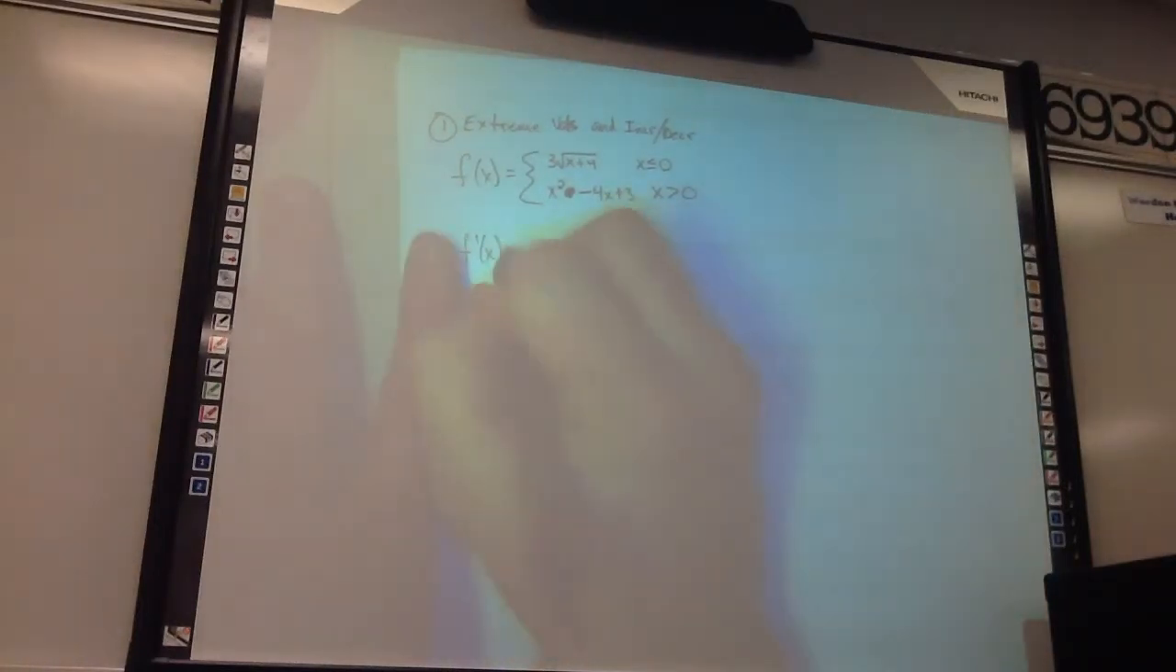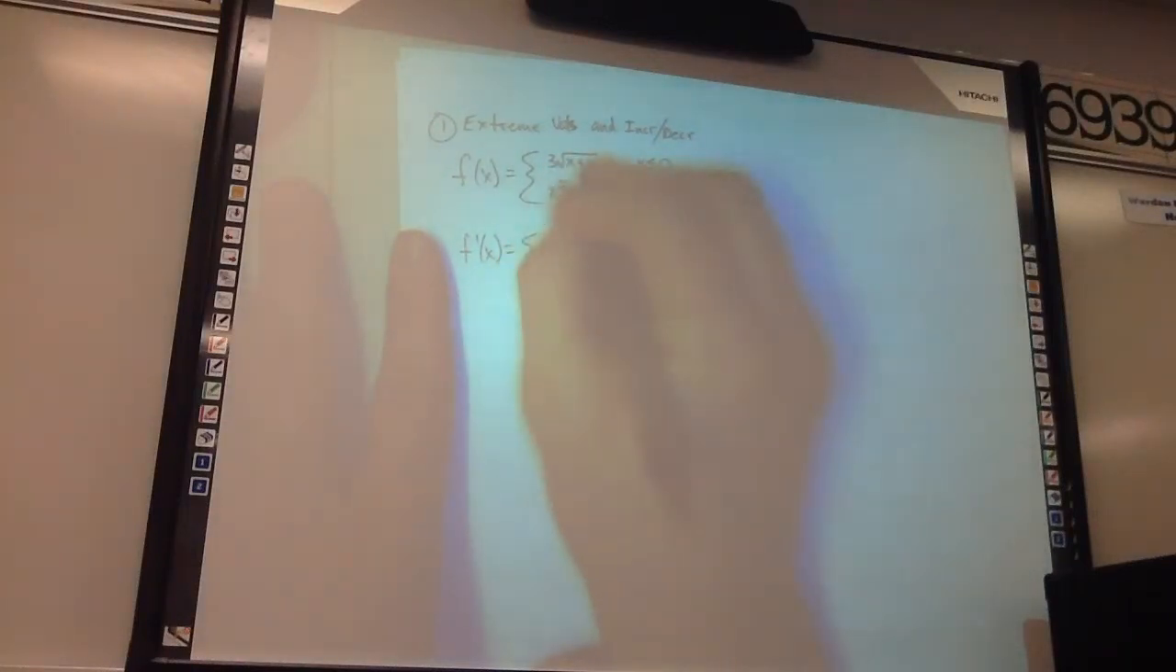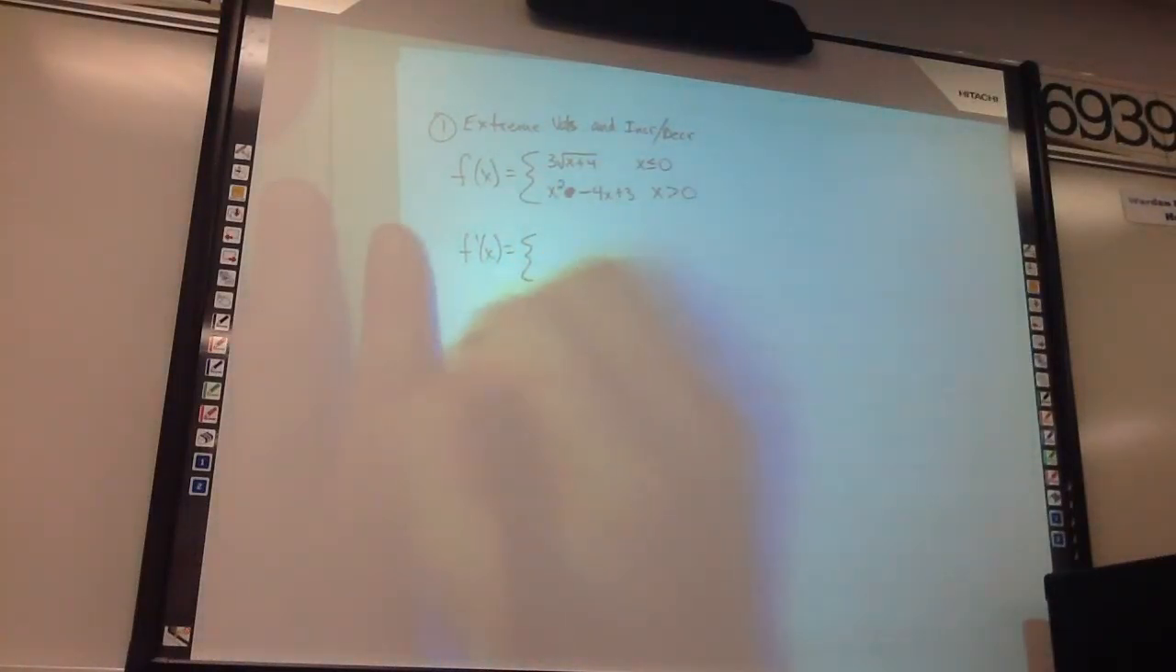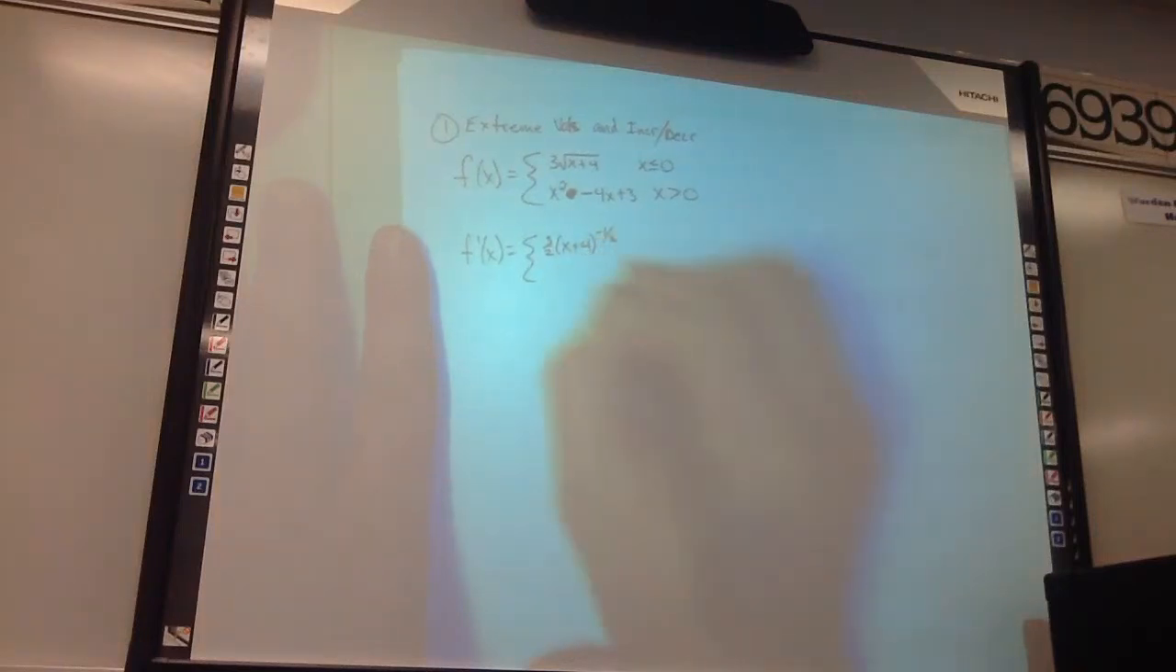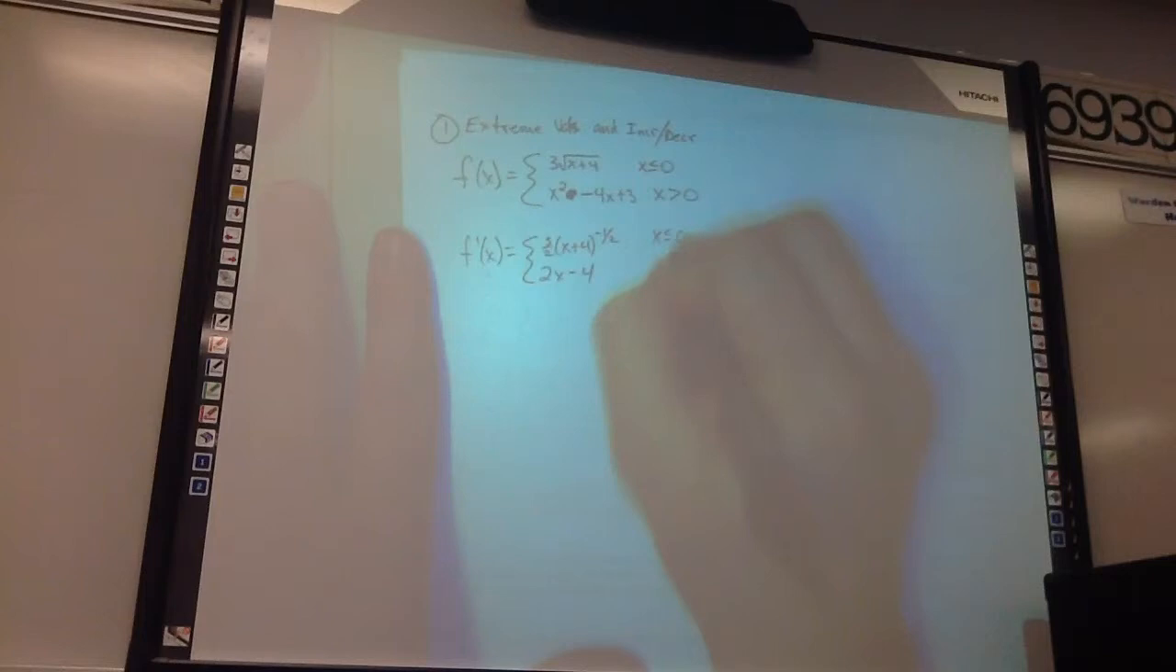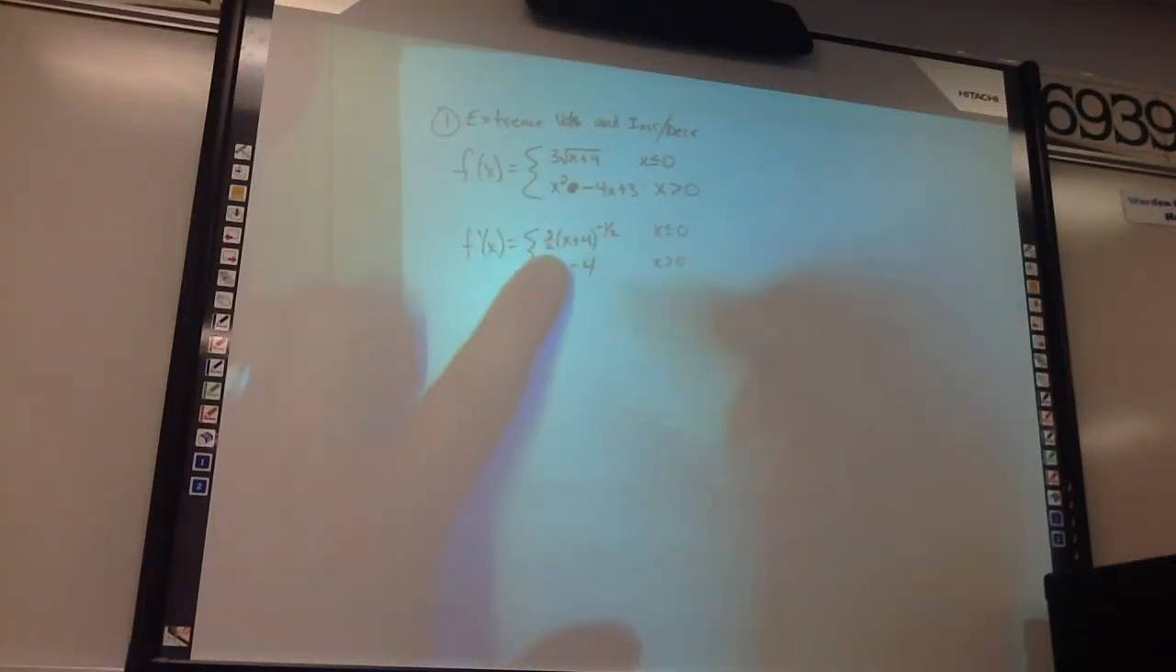So we need our derivative. Derivative of that. That's a half power, so 3 halves times x plus 4 to the negative 1/2. Chain rule: the inside derivative is just 1. And this other one is just going to be 2x minus 4. So looking at the top one, you got 3 halves, or 1.5. It's probably easier to go 1.5 over the square root of x plus 4.